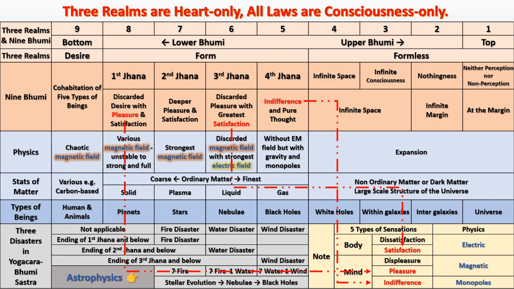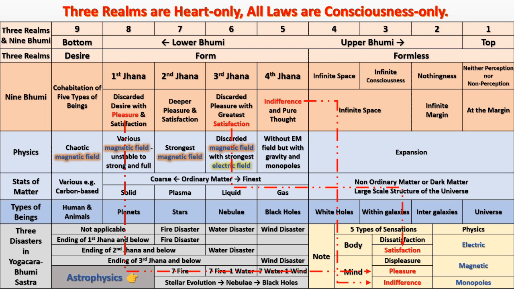Beings in the 4th Jhana are even tired of satisfaction. They further discarded satisfaction and are left with indifference and pure thought. Indifference means magnetic monopoles and pure thought is part of the mental formations aggregate, which means gravity. These are black holes with the strongest gravity.